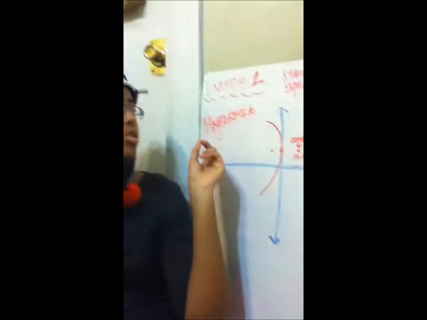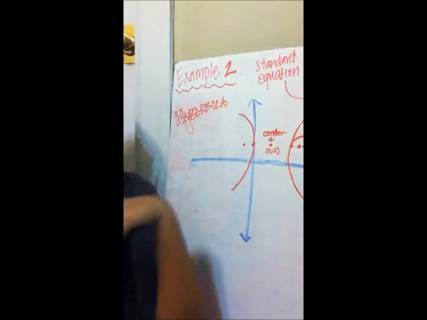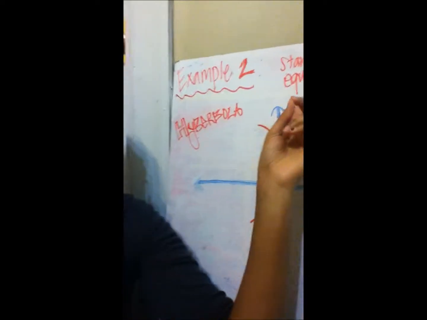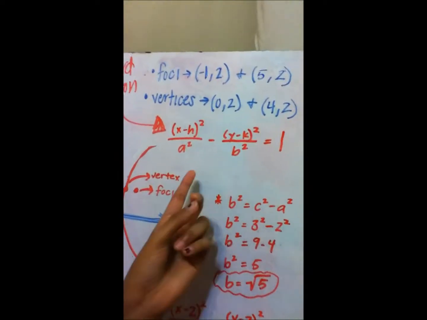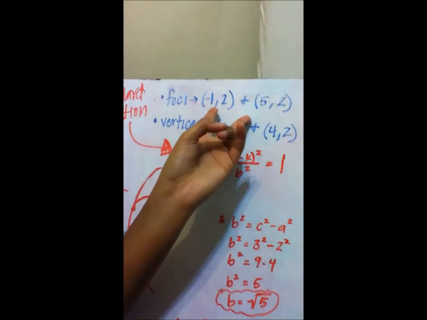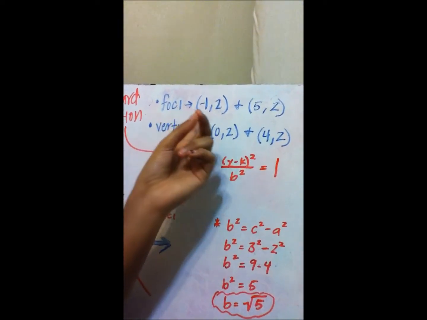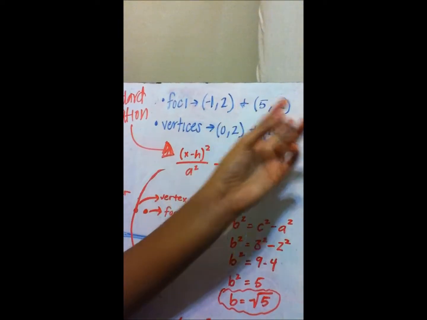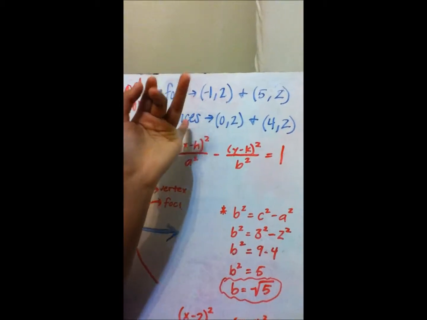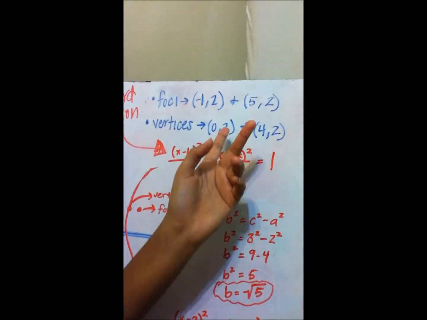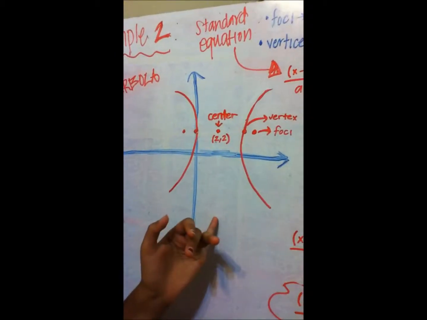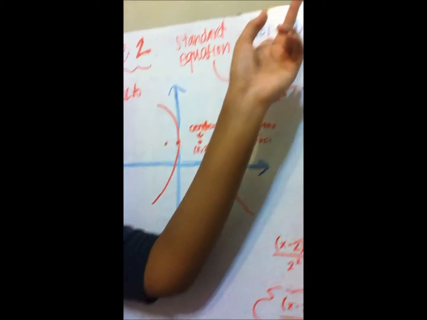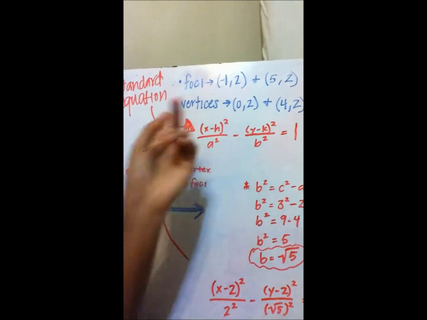Now we're going to start with example 2. Example 2 is a hyperbola. Like before, I said that a standard equation of a hyperbola would be this. This is the one we're going to be using. We are given 2 points for the foci, (-1, 2) and (5, 2). For the vertices, we also got 2 points, which are (0, 2) and (4, 2). Here's the diagram, and this is how you express both the foci and the vertices.